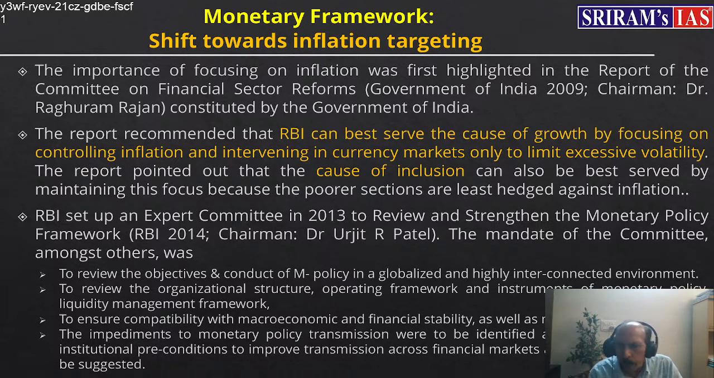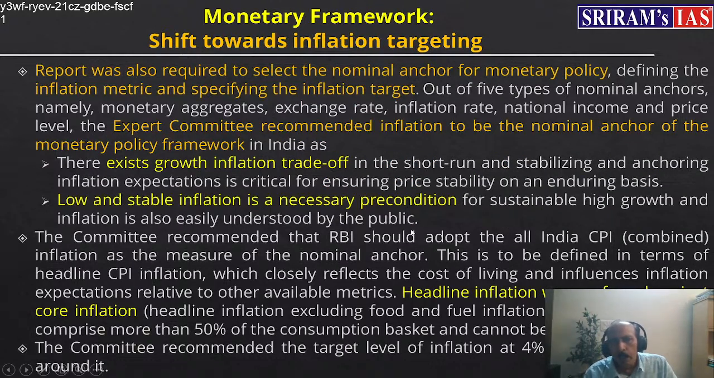The terms of reference to the committee were to review the objectives and conduct of the monetary policy, to review the organizational structure and the operating framework and instruments of monetary policy to ensure compatibility with macroeconomic and financial stability, and to identify the impediments in the transmission process and take necessary measures to remove them. Based on the report's recommendation, the government decided to give the inflation target to the RBI, and we enter into the phase of inflation targeting from 2016 onwards.